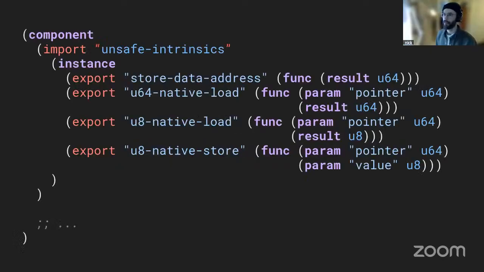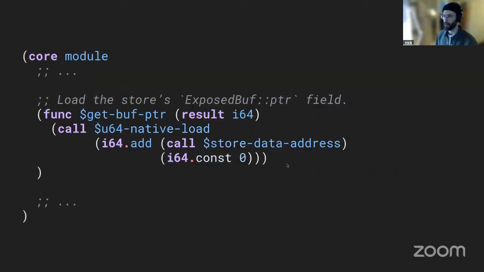All right, so now let's look at the host implementation of the compile time built-in in Wasm. The first thing it's going to do is, it's a component, and it's going to import unsafe intrinsics. These are all the really unsafe operations: getting the store's data address, doing native loads and native stores. And so we'll define a helper that gives us the pointer to the exposed buffer. This calls store data address, and it adds 0 because it is the thing itself. We could remove that; the optimizer will do it for us. And then len is the same. We've hard-coded 8 because that was the offset before.